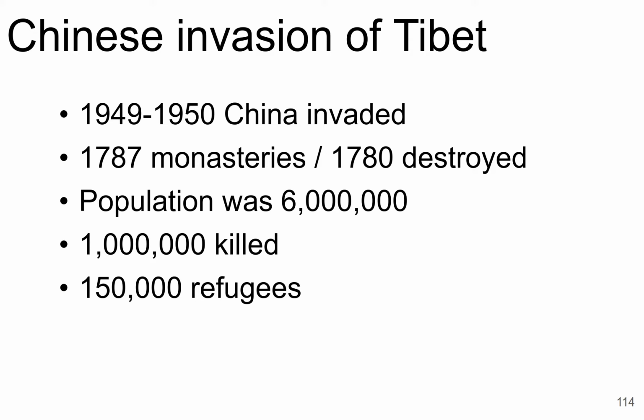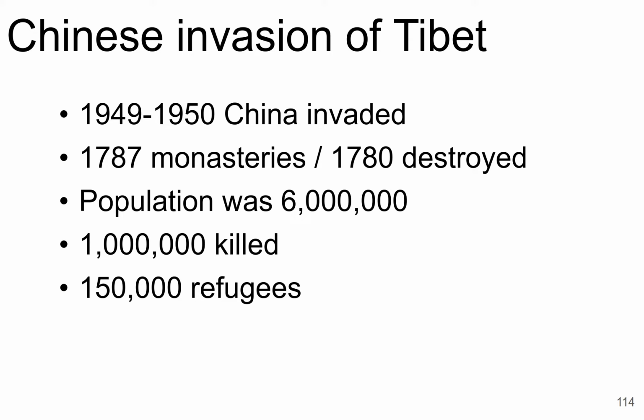Most of the monasteries have been destroyed. The Chinese, when they took over, forced monks to literally, in some cases, dismantle their monasteries brick by brick. And then those bricks were used to make roads for the Chinese to move troops around. Out of an estimated population of around 6 million people after the Chinese invaded, at least 1 million have died in the starvation, in the murder at the hands of the Chinese.